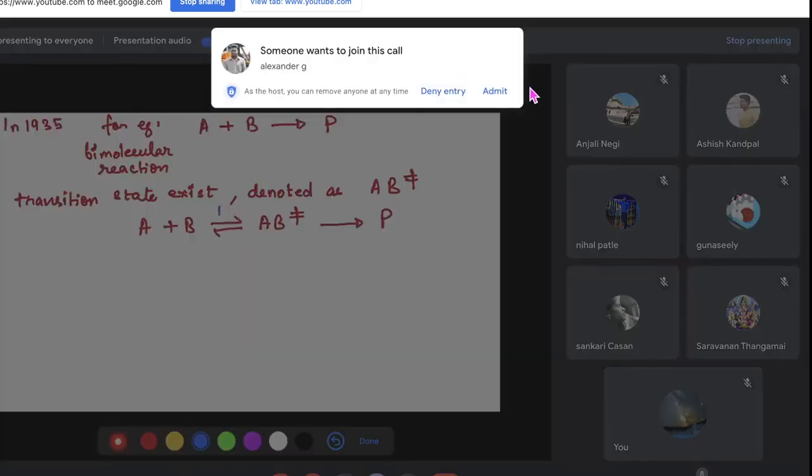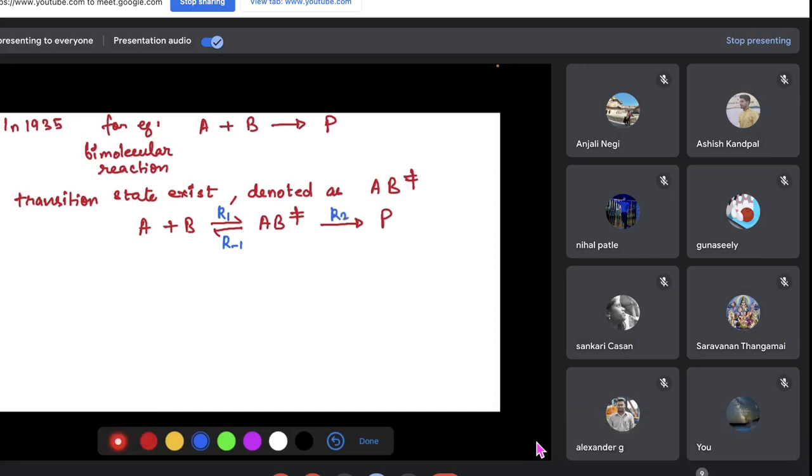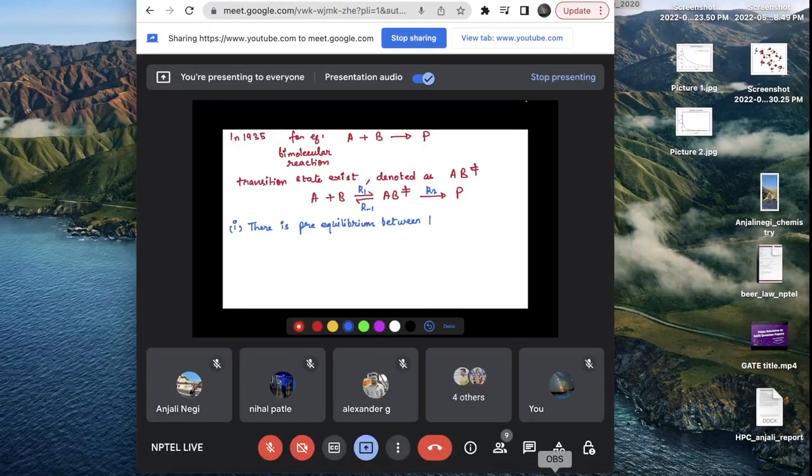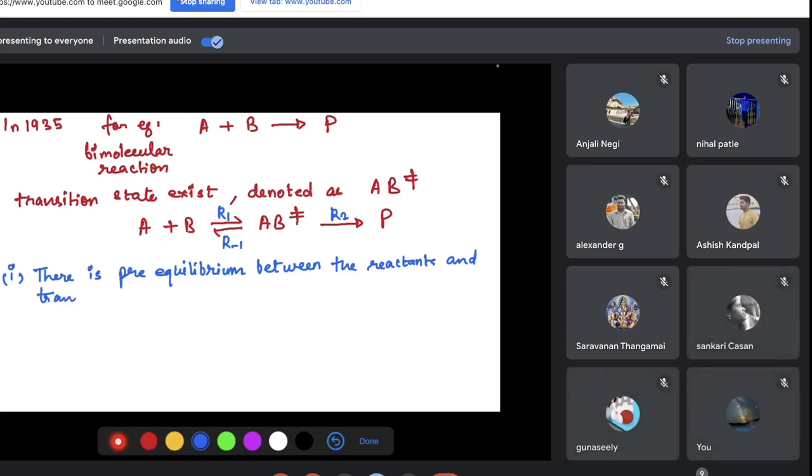Here the rate constants are K1, K minus 1 and K2. So the points to note here: one, that there is pre-equilibrium between the reactants and transition state. Number two, that to apply the equilibrium approximation, it can only hold true if K2 is very slow.